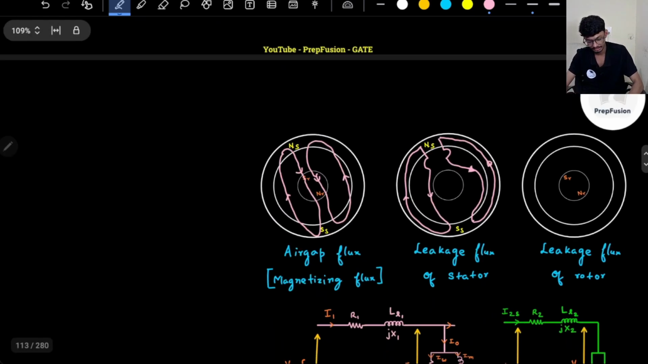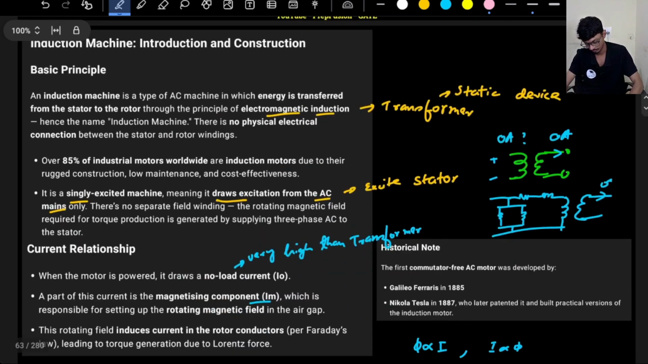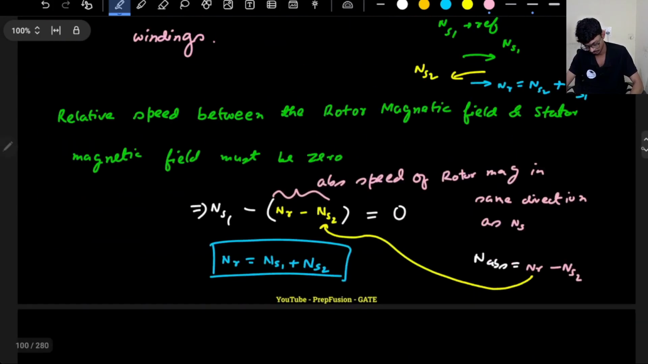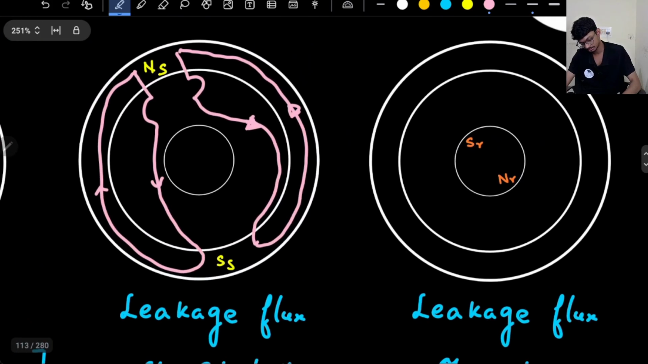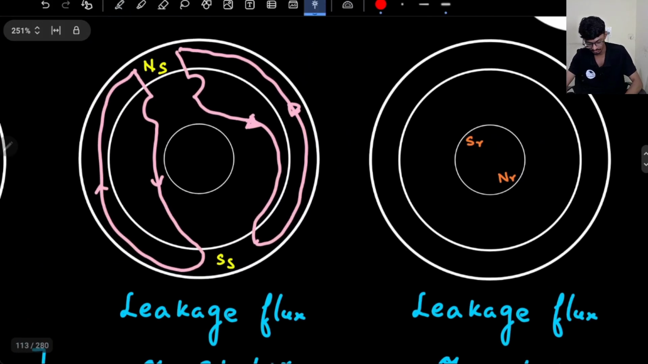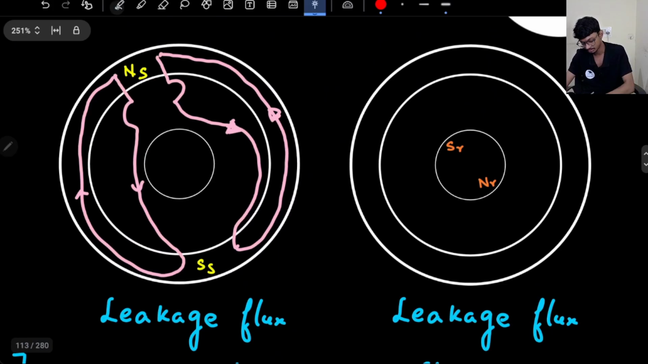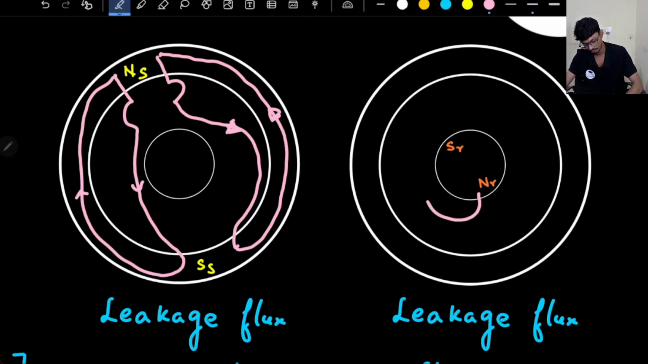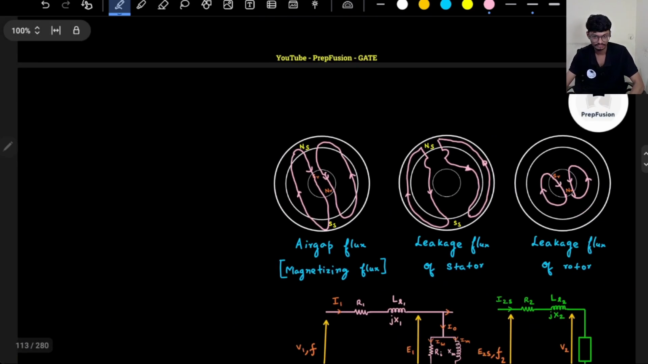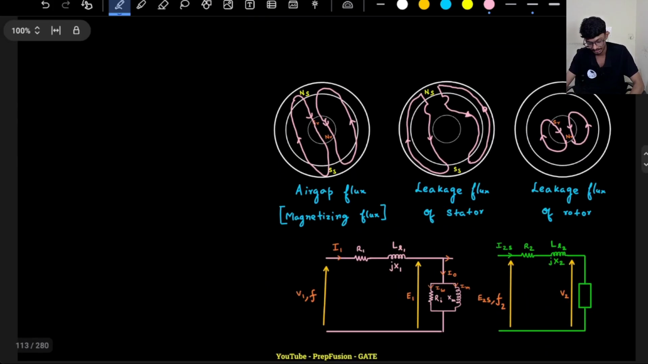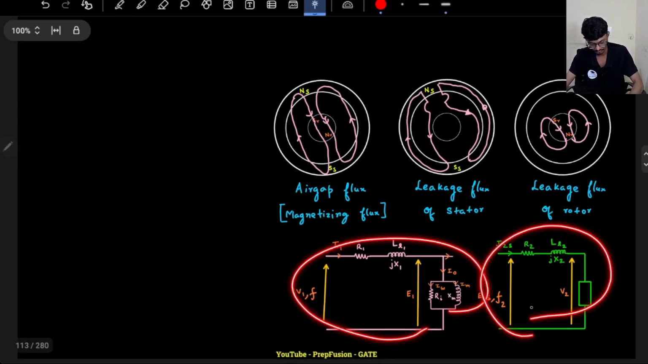Okay, same here again, same basically. Same here, that for leakage flux of the rotor, it will just avoid the stator, it will only link with the rotor itself. Okay, so these are the leakage flux of each of them, and the magnetizing flux. I hope that difference is clear, and this is the equivalent circuit that I was discussing.